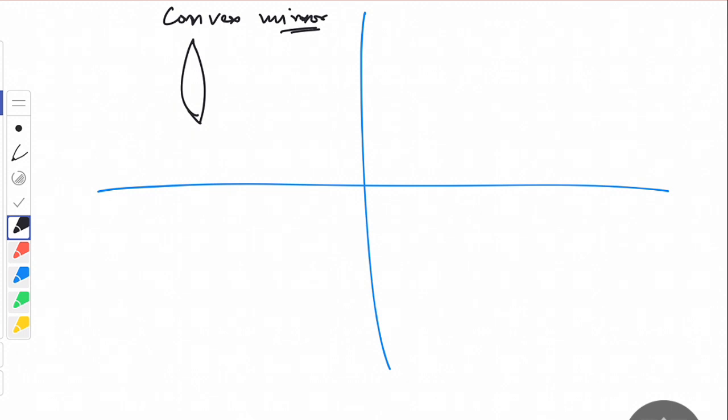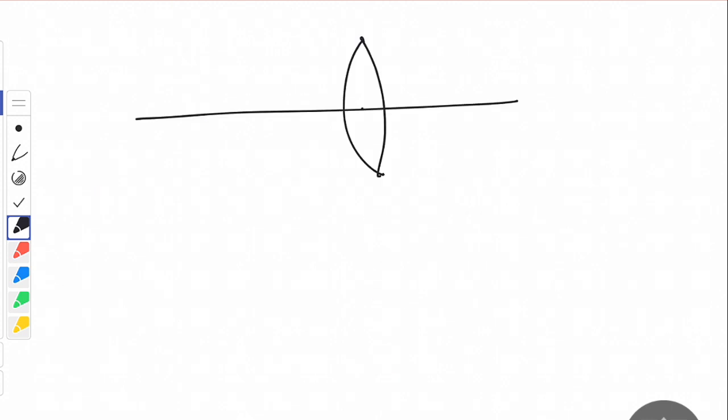Okay. First thing is, actually I don't like this. Let me do one thing. So let me draw it neatly in bigger. I'll draw it slightly bigger. Okay. So this is a convex lens, and this is the center.